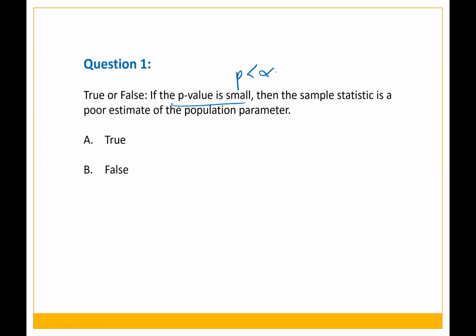Sometimes your p-value is small, but maybe it's not small enough to be smaller than the threshold. Then you cannot conclude that the sample statistic is a poor estimate of the population parameter. So in this case, the answer is false because they don't actually specify how small the p-value is. That's the first reason. And the second one is that it does not necessarily mean that the sample statistic is a poor estimate of the population parameter. Sometimes there can be a certain difference, but it is not of practical significance. The difference is so small that you cannot conclude that it's a poor estimate of the population parameter.